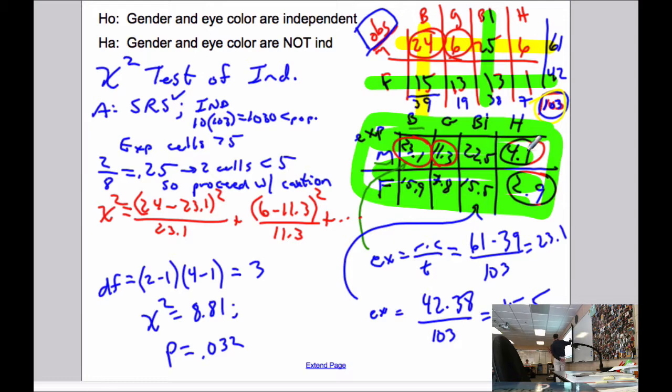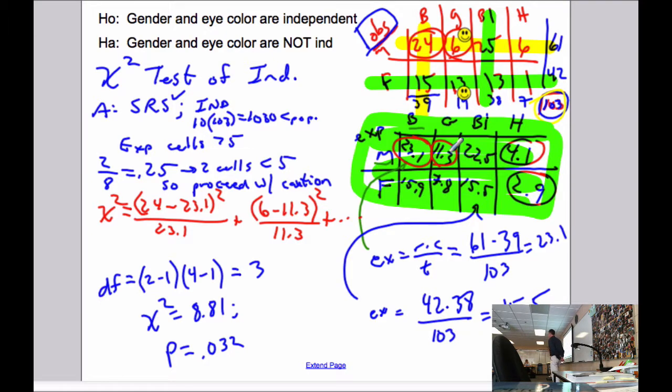25 and 22.5? No. 6 and 4.1? No. 15 and 15.9? No. 13 and 7.8? Maybe. So you're saying maybe this one right here. How about 13 and 15.5? No. 1 and 2.9? No. I would say this one is also one. 6 versus the 11.3 is almost double.